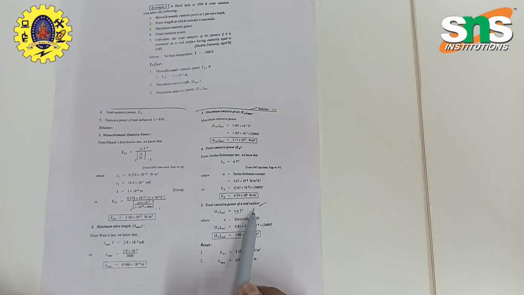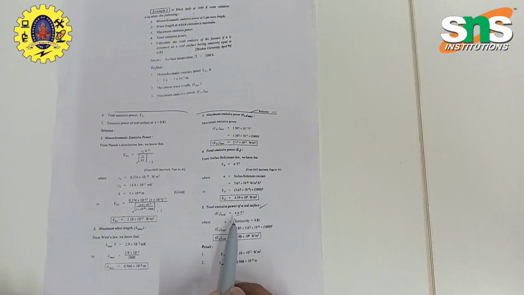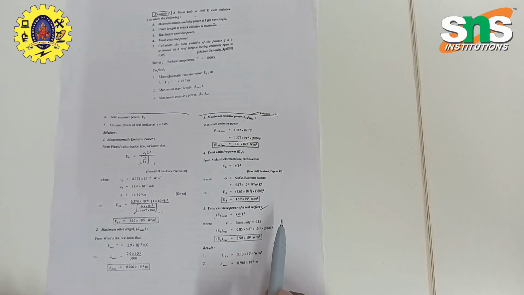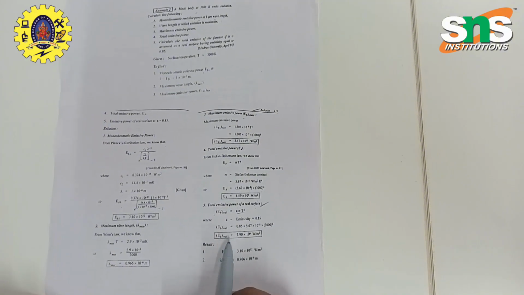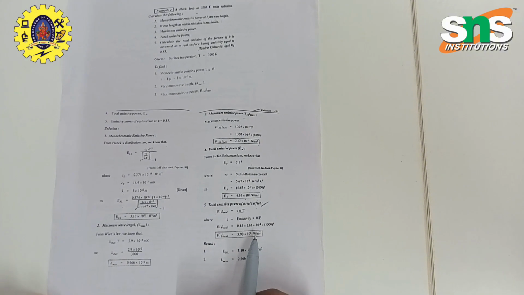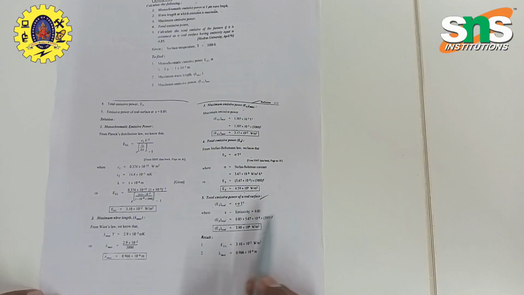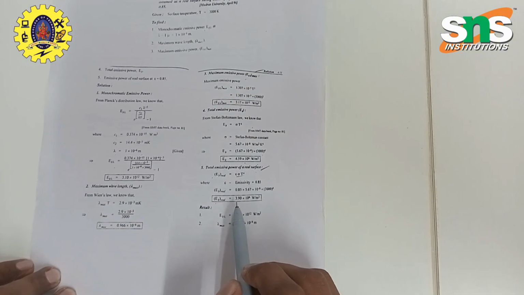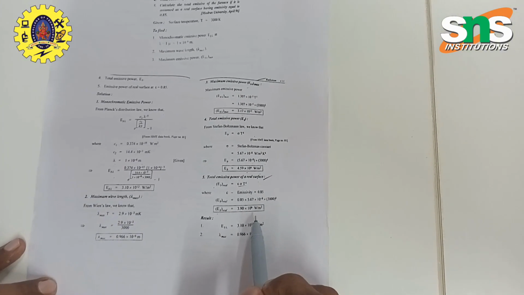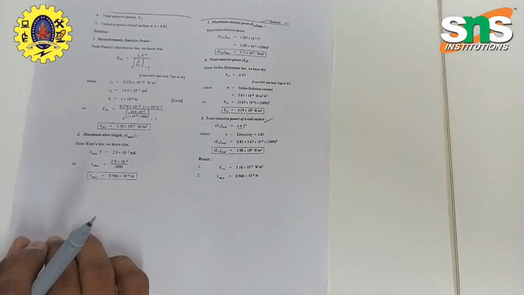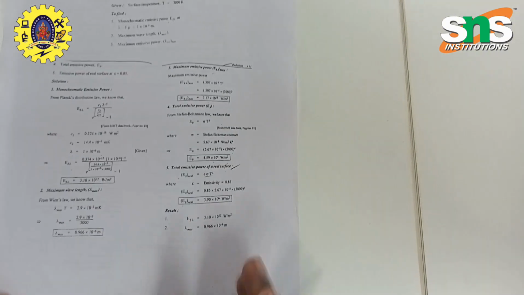The total emissive power of a real surface is E_b real equal to epsilon sigma T to the power 4, where epsilon is the emissivity 0.85. E_b real equals 0.85 times 5.67 times 10 to the power minus 8 times 3000 to the power 4. So E_b real equals 3.90 times 10 to the power 6 watt per meter square. And finally, E_b lambda is equal to 3.10 times 10 to the power 12 and lambda max equals 0.966 times 10 to the power minus 6 meter.